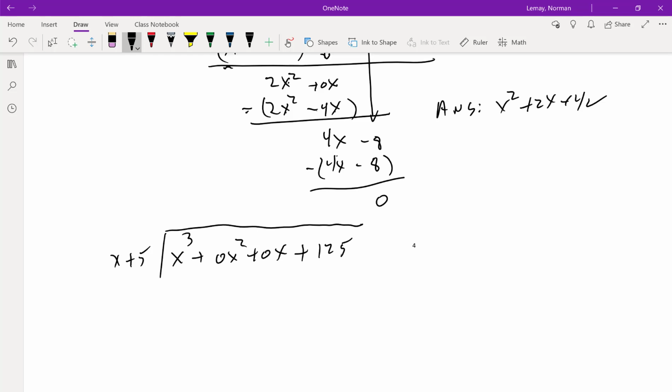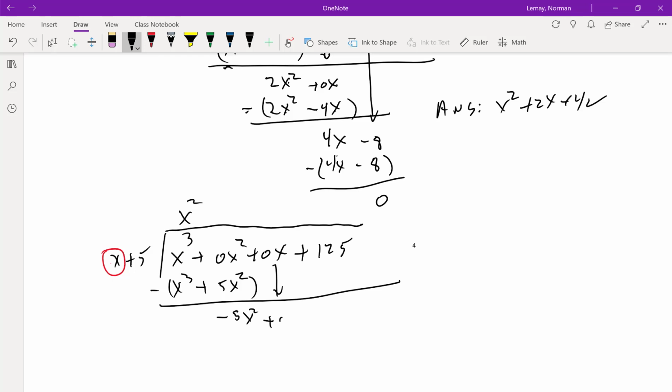All right, so now again, we'll circle this. So what do we multiply x by to get x cubed? So we get x squared, so I get x cubed plus 5x squared. And again, we'll subtract. So that goes away, so now we get minus 5x squared. Now we'll bring the plus 0x down. So what do we multiply x by to get negative 5x squared? So that's going to be negative 5x. So minus 5x times x is minus 5x squared. And then minus 5x times that, so we get minus 25x.